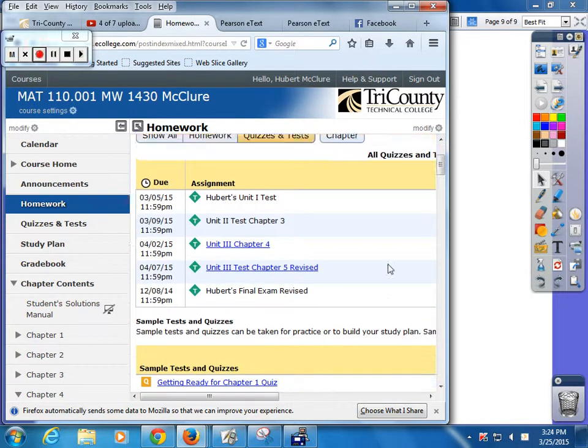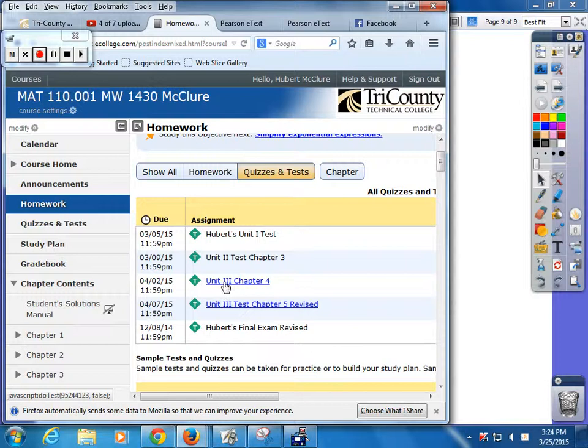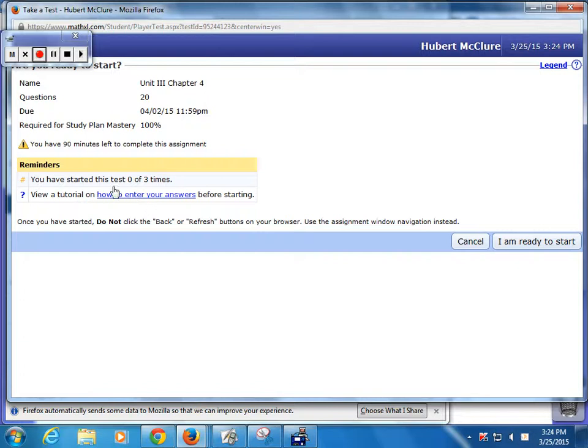The chapter 4 test, which is unit 3, chapter 4. I broke it up into 2 tests. Unit 3, chapter 4 is due on the 2nd. Unit 3, chapter 5 is due on the 7th, so a week later. You can do all of them at one time, or you can do them separately. And the homework will correspond pretty much with those dates. So you can look it up and see what the homework is. Chapter 4.